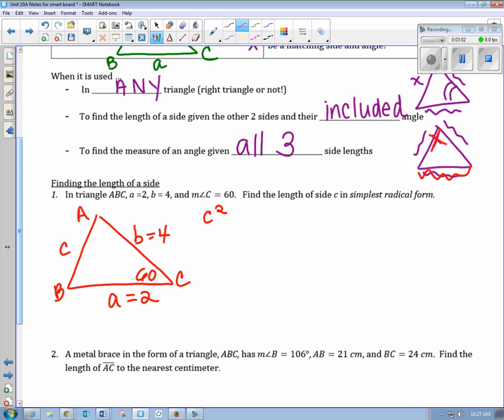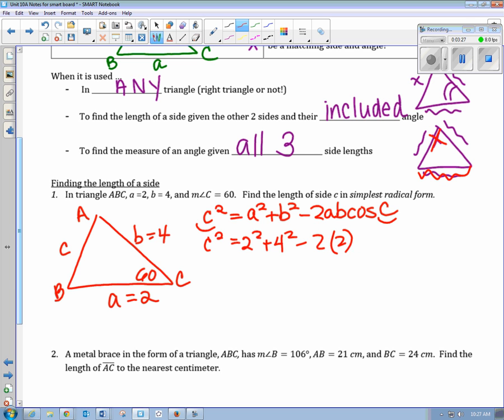So in this case, c squared equals, why c squared? Because that's the side I'm looking for. a squared plus b squared minus 2ab cosine C. The angle and the side across from each other are the ones that have to be the bookends. I'm going to plug in what I know. So c squared equals 2 squared plus 4 squared minus 2 times 4 times cosine of 60. This says in simplest radical form, so that's a hint that I don't want to put a decimal value for the cosine of 60. I want to use the fraction or the radical.